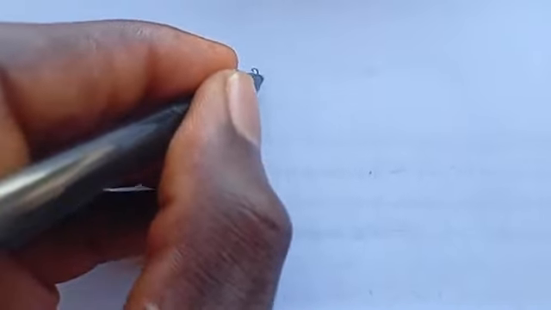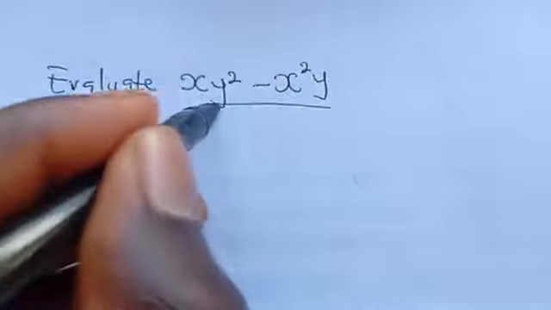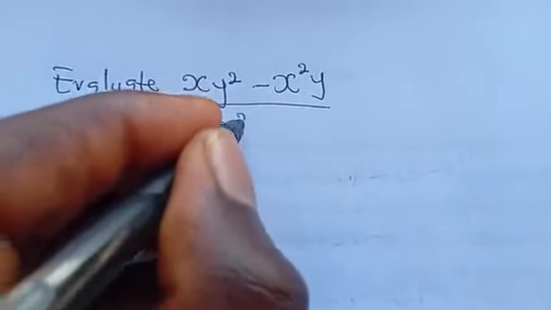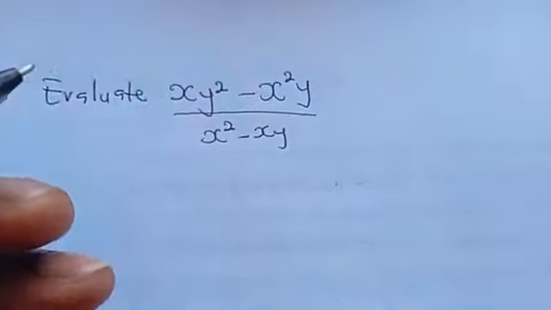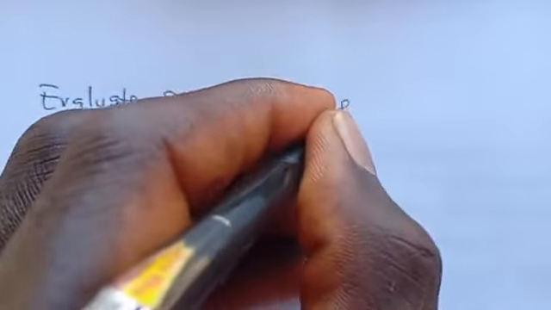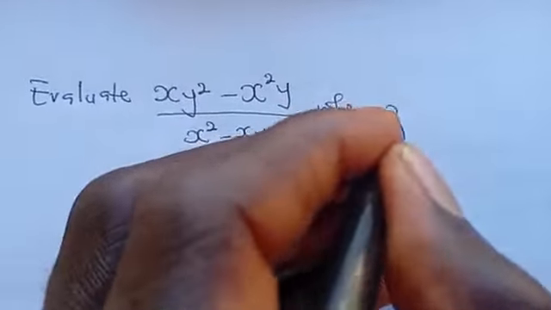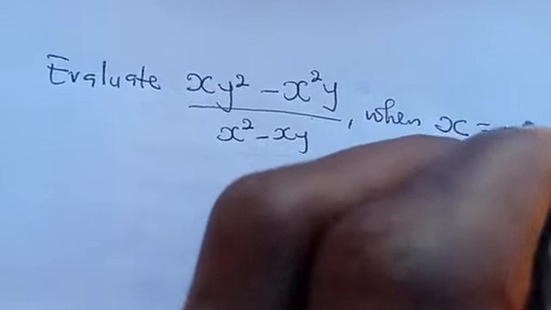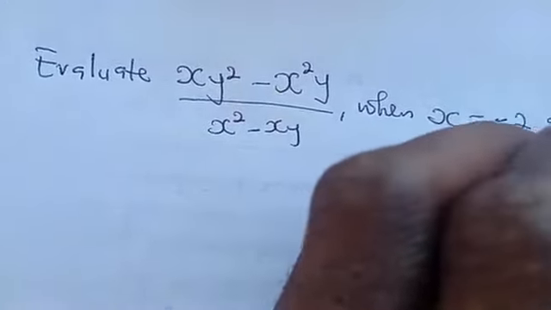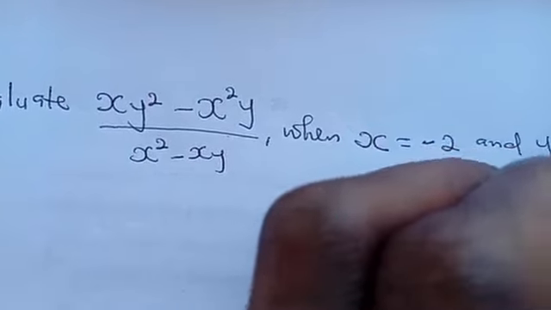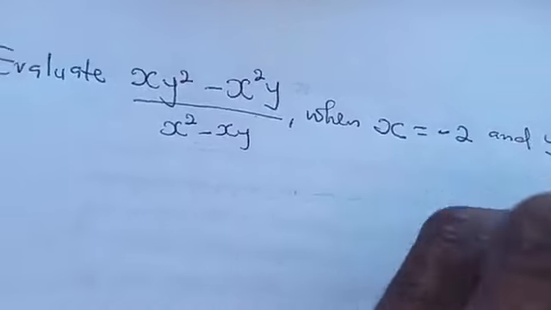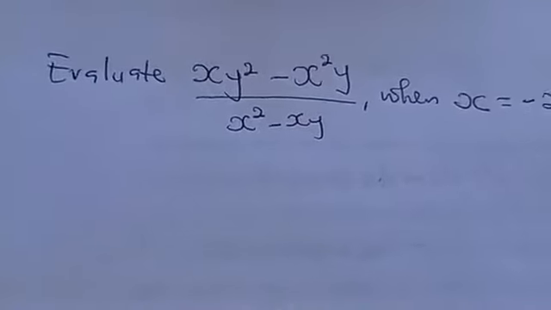evaluate xy squared minus x squared y over x squared minus xy, when x is equal to minus 2 and y is equal to 3. Now we will be evaluating this.